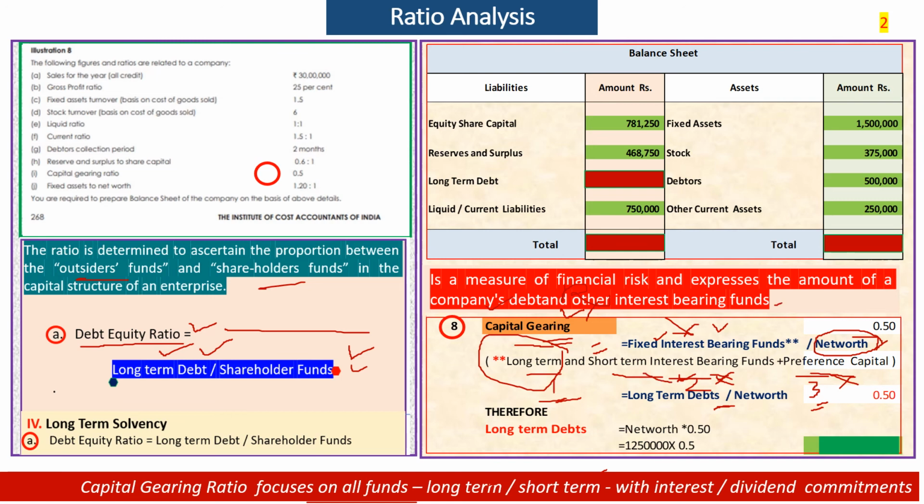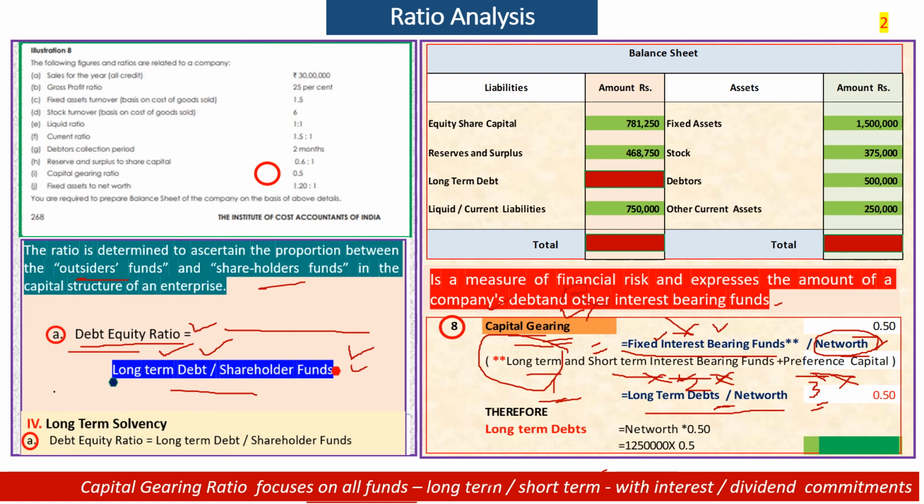If there are no short-term funds, if there are no preference capital, capital gearing ratio is similar to debt equity ratio. Having understood this, let us put the formula of capital gearing: long-term debt divided by net worth, which is nothing but debt equity ratio. Otherwise, it is fixed interest bearing funds divided by net worth. But for us, there are no preference shares, no short-term loans, only long-term debt. Therefore, the moment you put long-term debt divided by net worth, it also becomes debt equity ratio.